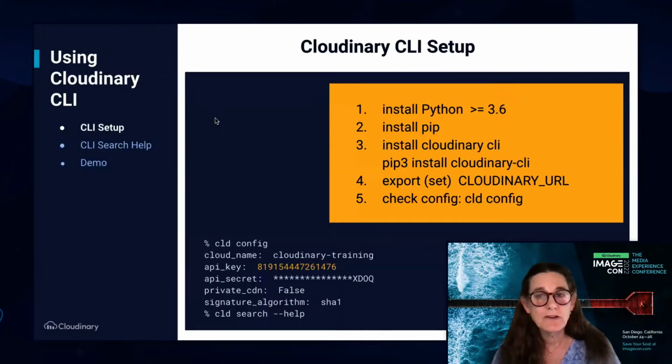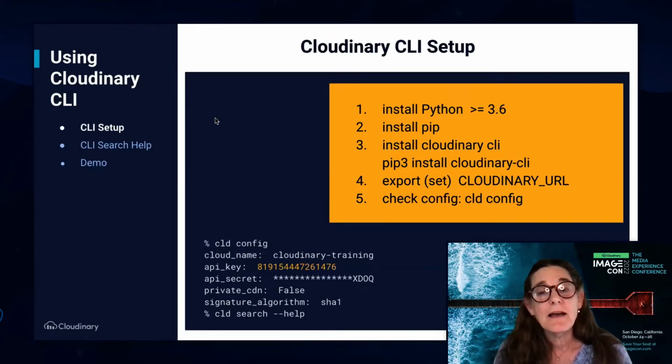So first of all, you just need to get Python greater than 3.6. So maybe you're using your own environments. You can just switch to something greater than 3.6, or you may have a Python 3 set up so that you can call Python 3. And then you'll want to install pip. And with pip, you get to pip install the Cloudinary CLI. In this case, I'm saying pip3 in case you're designating it through the specific version.